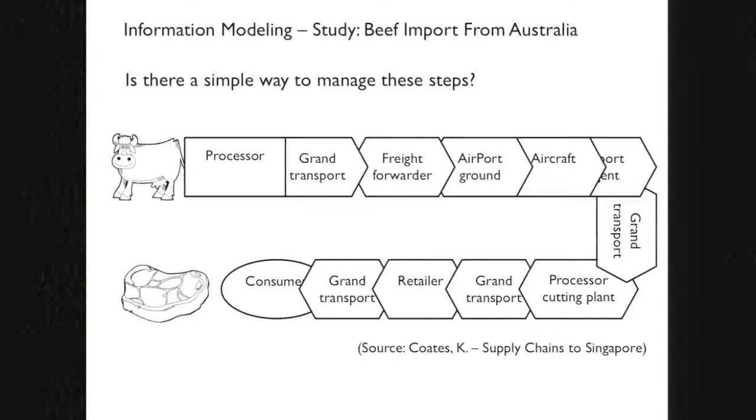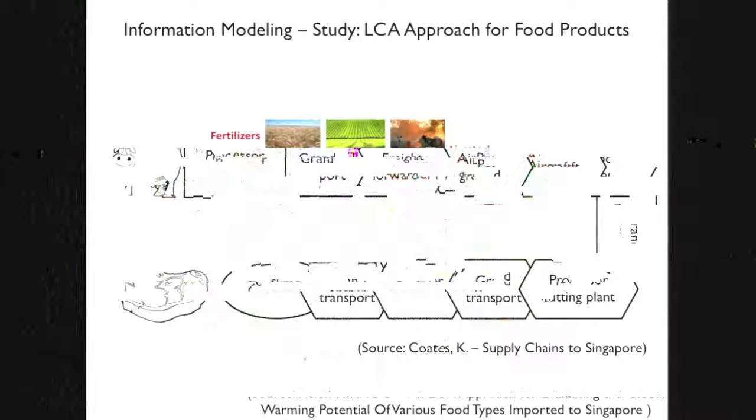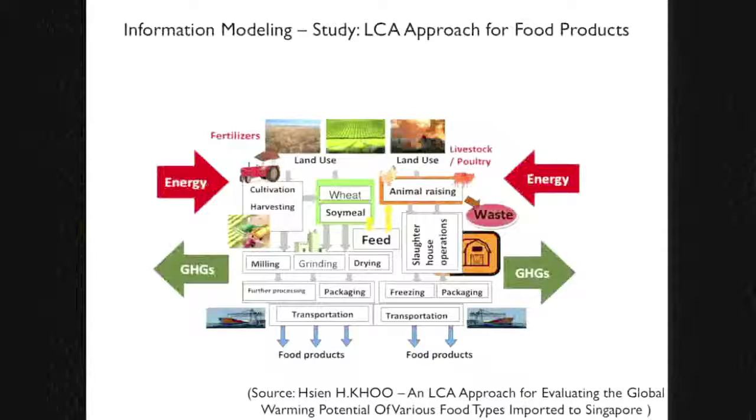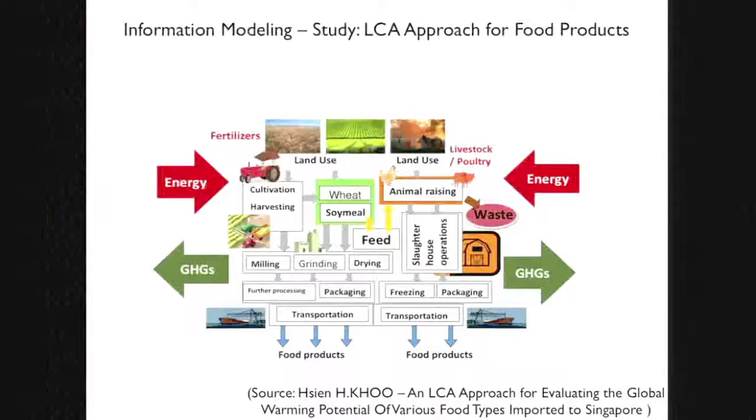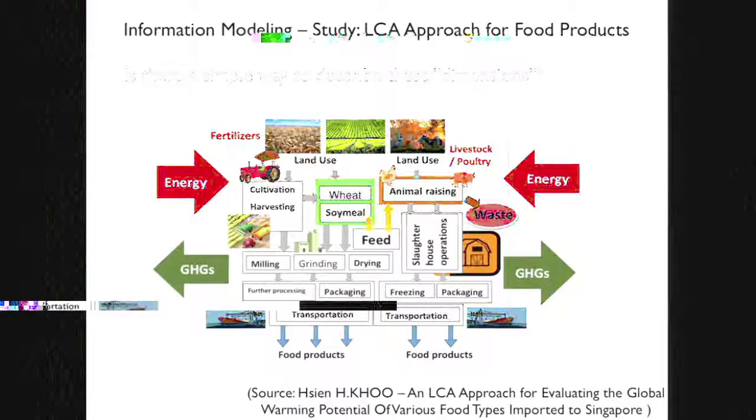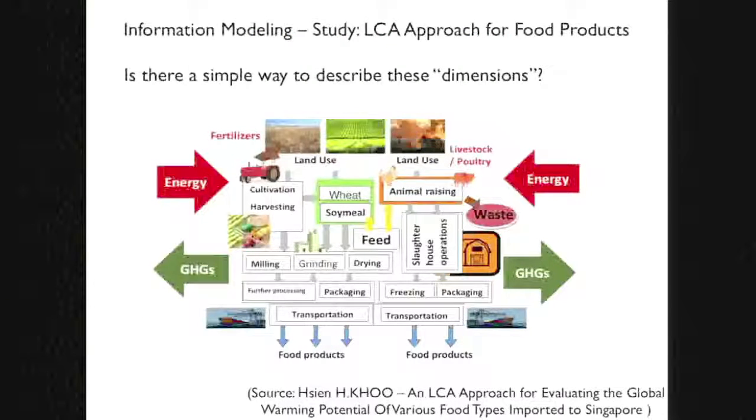And the second study is a life cycle assessment for food products in Singapore. You can see that there are so many arrows in these small pictures. Energy goes in and greenhouse gas goes out, and fertilizer goes in, food products go out. And our question is, is there a simple way to describe those dimensions, to describe those processes, the comprehensive process?